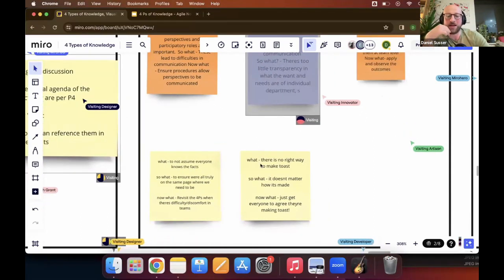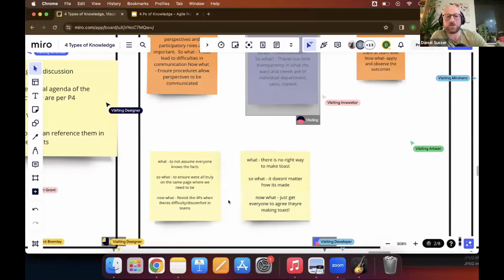What? There is no right way to make toast. So what? It doesn't matter how it's made. Now what? Oh, I didn't do the thing where I explained why I talked about toast so much.